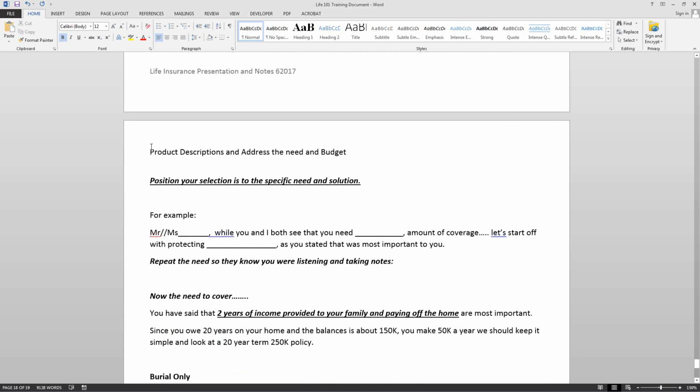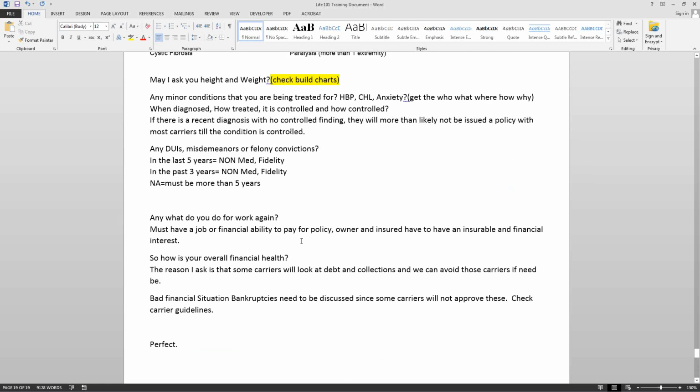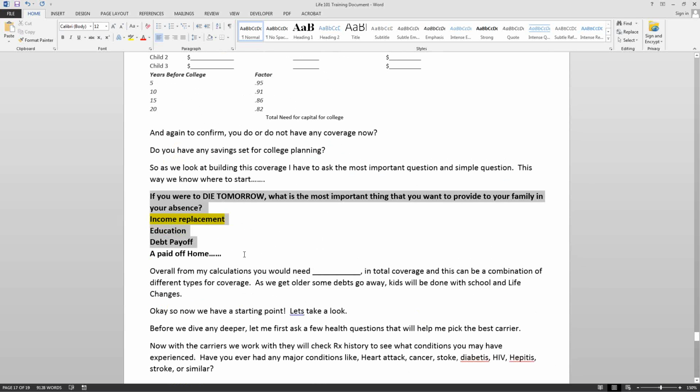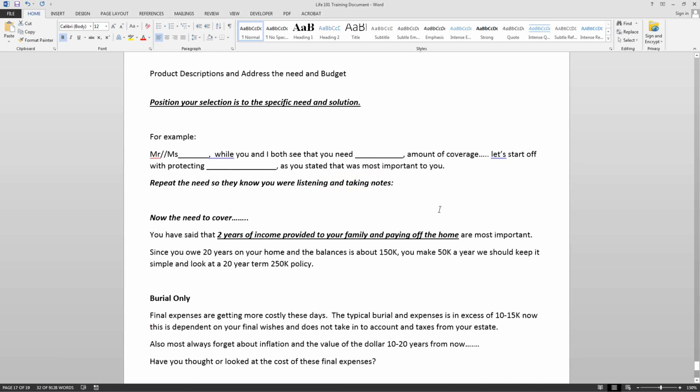Now what we need to do, when we're positioning our product, is make sure we're repeating what we've talked about. While we both understood that you need a large amount of insurance, X, fill in the blank, let's start off with protecting blank, because that's what you told me in the beginning, what keeps you up at night and what is most important for you to protect your family with. Let's start there.